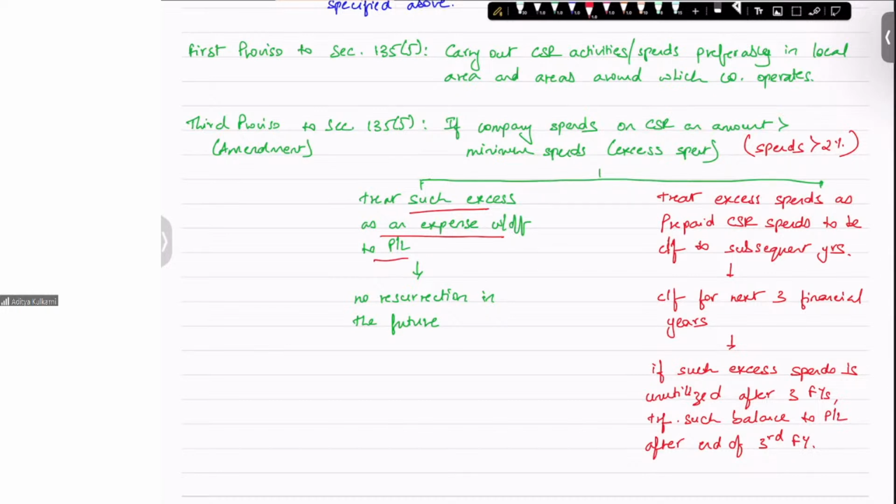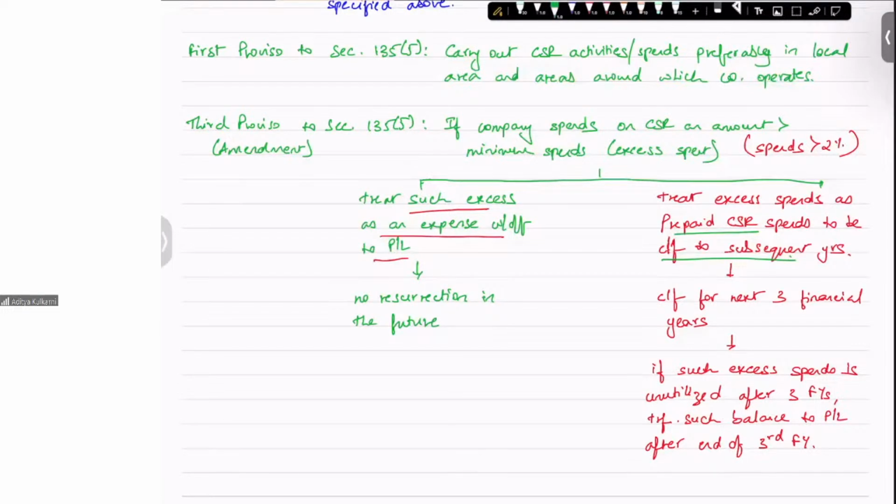The second treatment is whatever extra you have spent, you can treat it as a prepaid CSR expense, and you can carry it forward to the subsequent years. Sir, कितने साल तक carry forward कर सकते? For the next 3 financial years. Even after 3 years, if the amount spent is in excess, then at the end of the 3rd financial year, you will transfer it to the P&L. Means carry forward is permitted for successive 3 financial years. Thereafter also, if you are unable to utilize it, then that amount lapses. You will have to take it to the P&L.